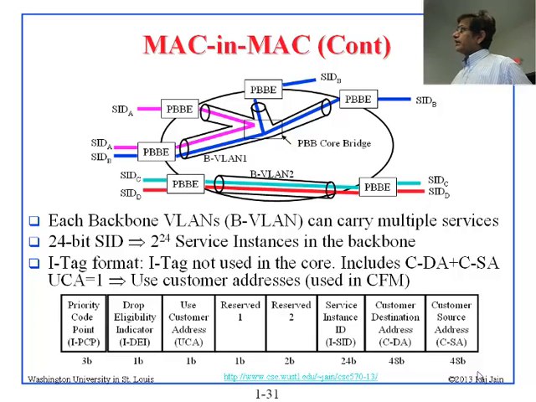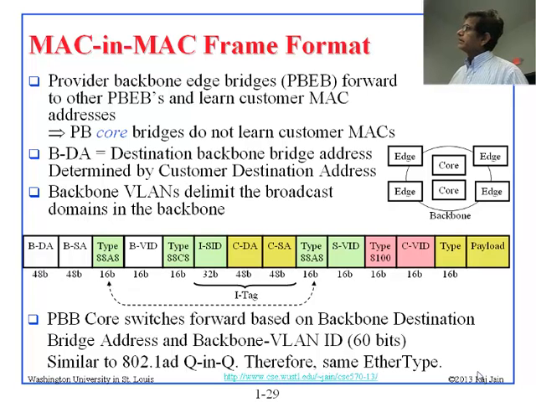And then you have 24 bit of SID. Technically, this whole thing is called S-tag, and this is called I-tag, and it includes the customer destination address and the customer source address. So if you go back to the previous picture here, you see right next to the ISID is the customer destination address and the service source address. This whole thing is called I-tag, although none of it is used by the core, but in some of the OAM you might need that.